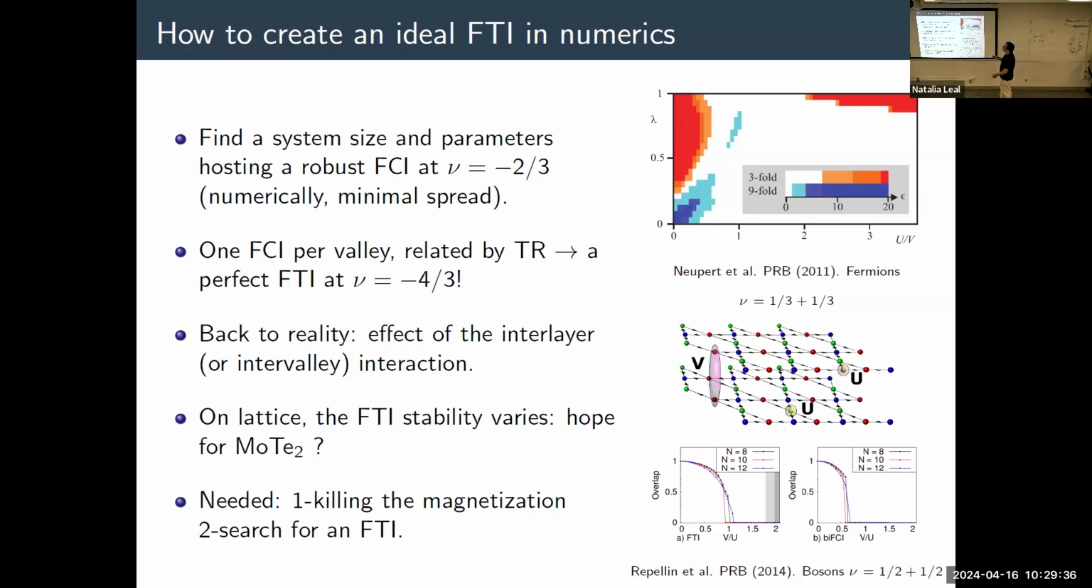And as you already saw for my U equal -1, there is a first indication that you have a tendency to ferromagnetize. So if you want to observe an FTI, you need to have an interaction which does not favor too much the ferromagnetic phase, because otherwise you will never get an FTI.